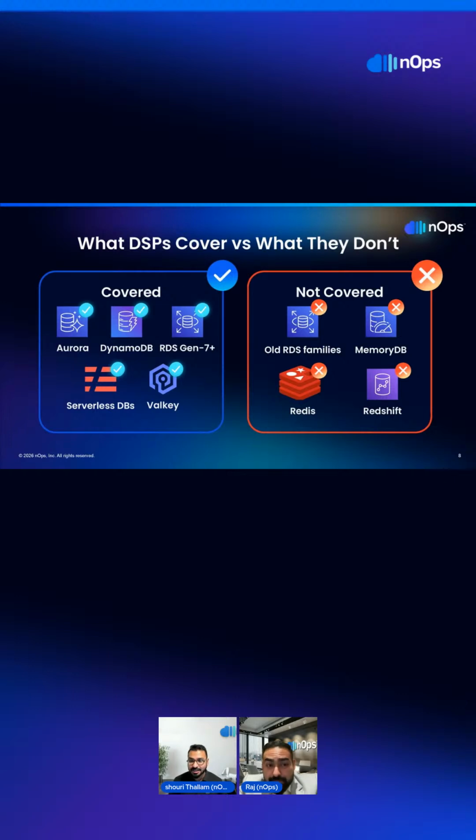But the important part is that the database savings plan loves modern services. That means it loves Aurora, DynamoDB, Valkey, serverless databases, etc. But what it's leaving out is the older RDS families. Anything sixth generation or older is not covered under savings plans. It's also leaving out MemoryDB, and the main one, Redshift. There are many customers I work with who have a lot of Redshift and Redis, and they thought that even on 7th generation it could be covered. It's unfortunately not covered.